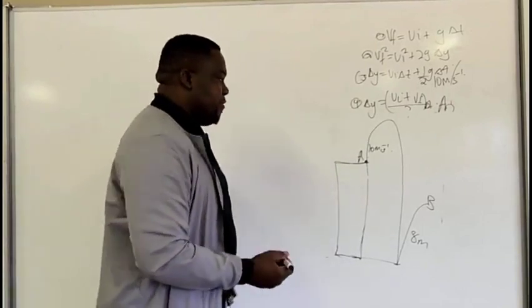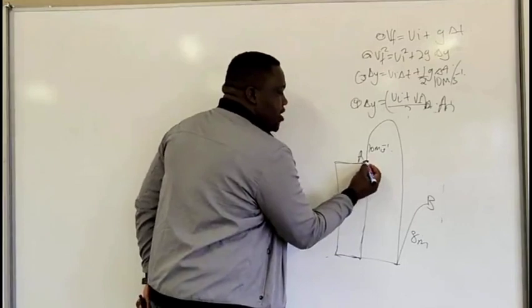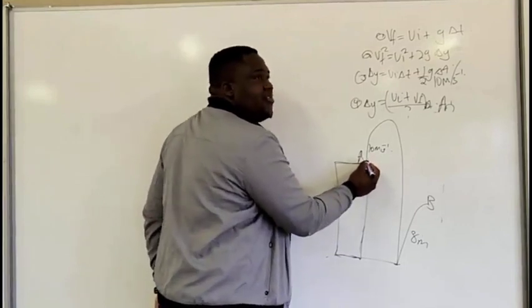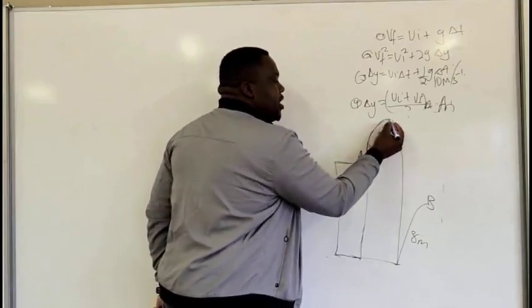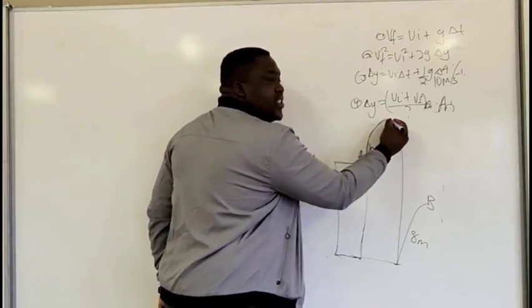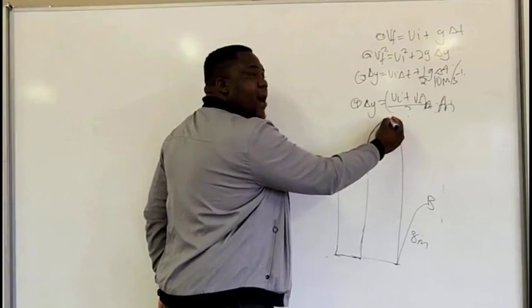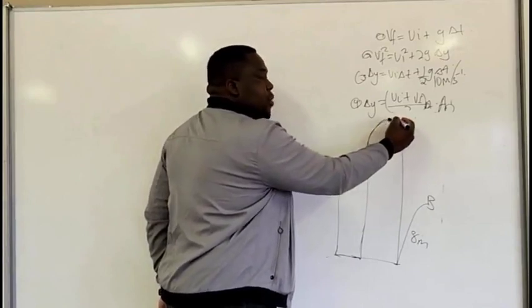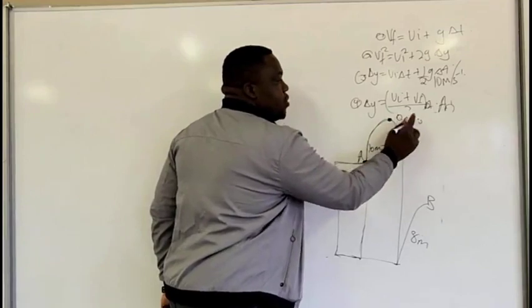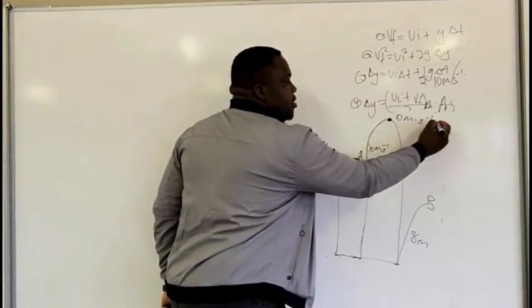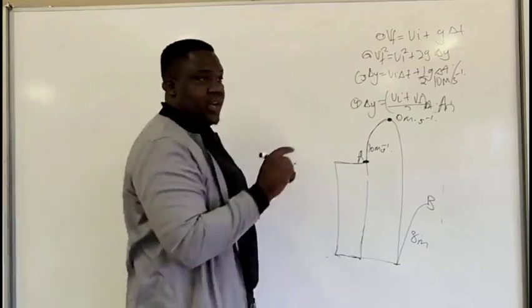Ladies and gentlemen, this ball was at point A, which is at the top of a building. Then it was projected up. What I know is that at the maximum height, the velocity of the ball is going to be 0 meters per second. That's what I know.